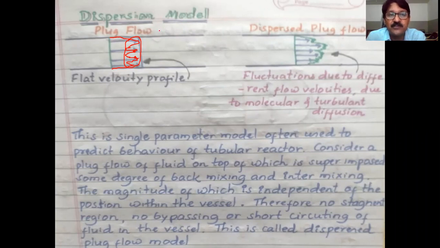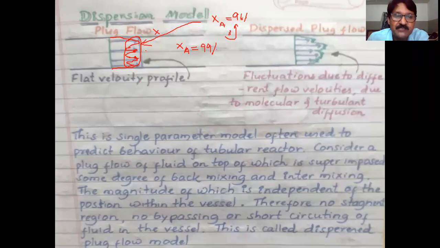So in a plug flow, what is the basic assumption? We are assuming there is no mixing at all. But in reality, suppose you calculate a conversion using the ideal plug flow reactor equation and the conversion is 99%. If the same reactor is employed in an industry, they say no, what you are saying is not correct, due to some variation we are getting only 96%. So this 3% deviation from ideal to reality is due to dispersion. So some mixing is happening.